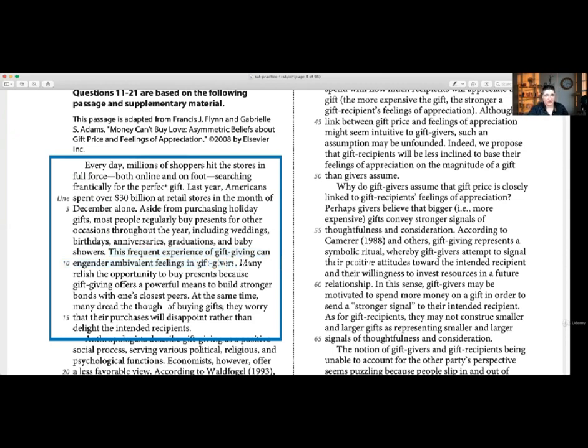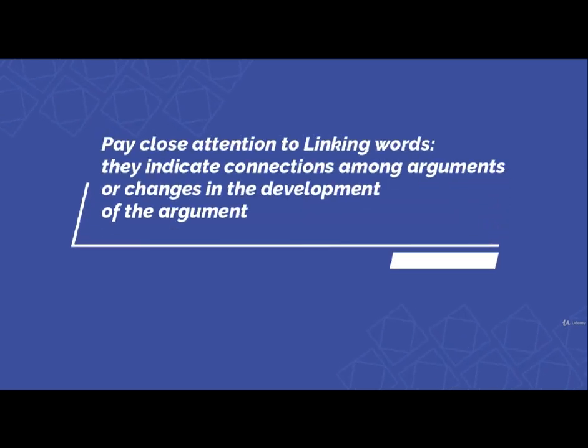Many relish the opportunity to buy presents because gift giving offers a powerful means to build stronger bonds with one's closest peers. Okay, so on the one hand, people love buying gifts because it's a way to build their connection with someone. On the other hand, at the same time, pay attention to connecting words, linking words, because they show you how the argument develops. So you have on the one hand, and then on the other hand, or at the same time, which means that you're going to be given a different, opposing, alternative point of view.